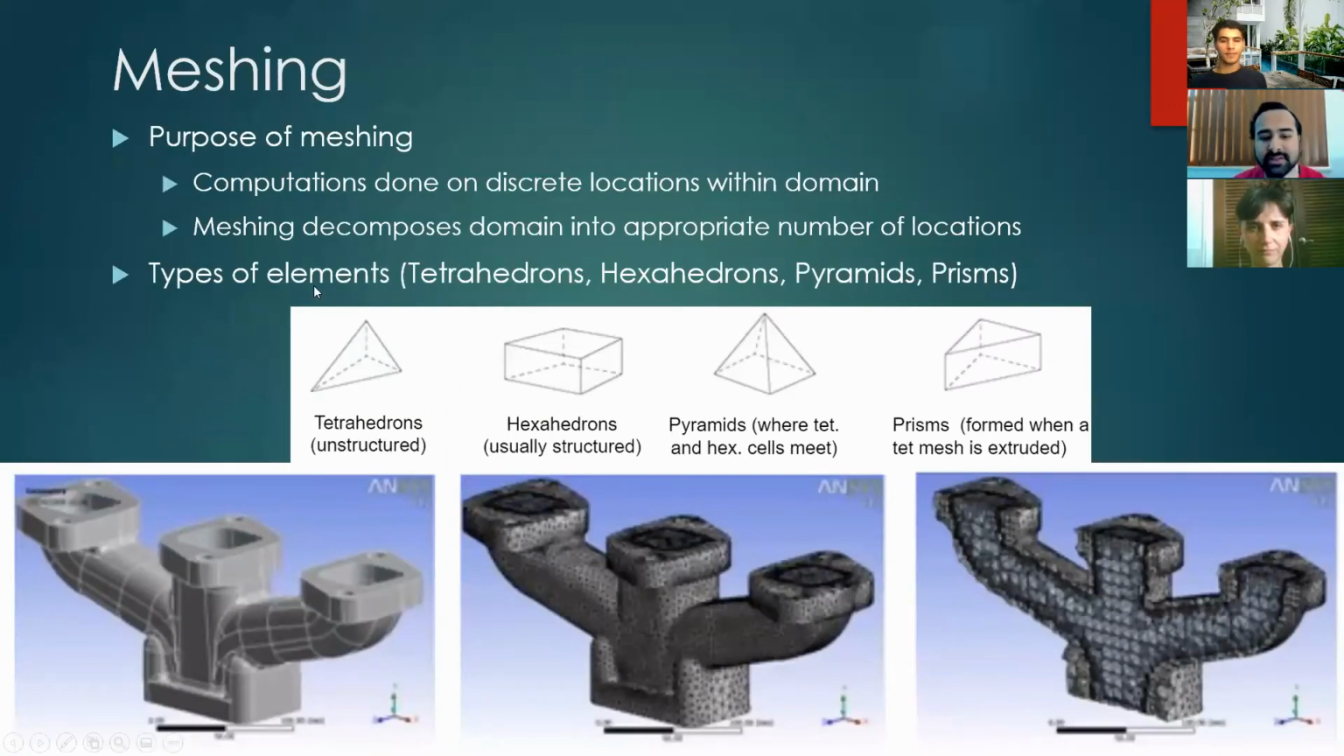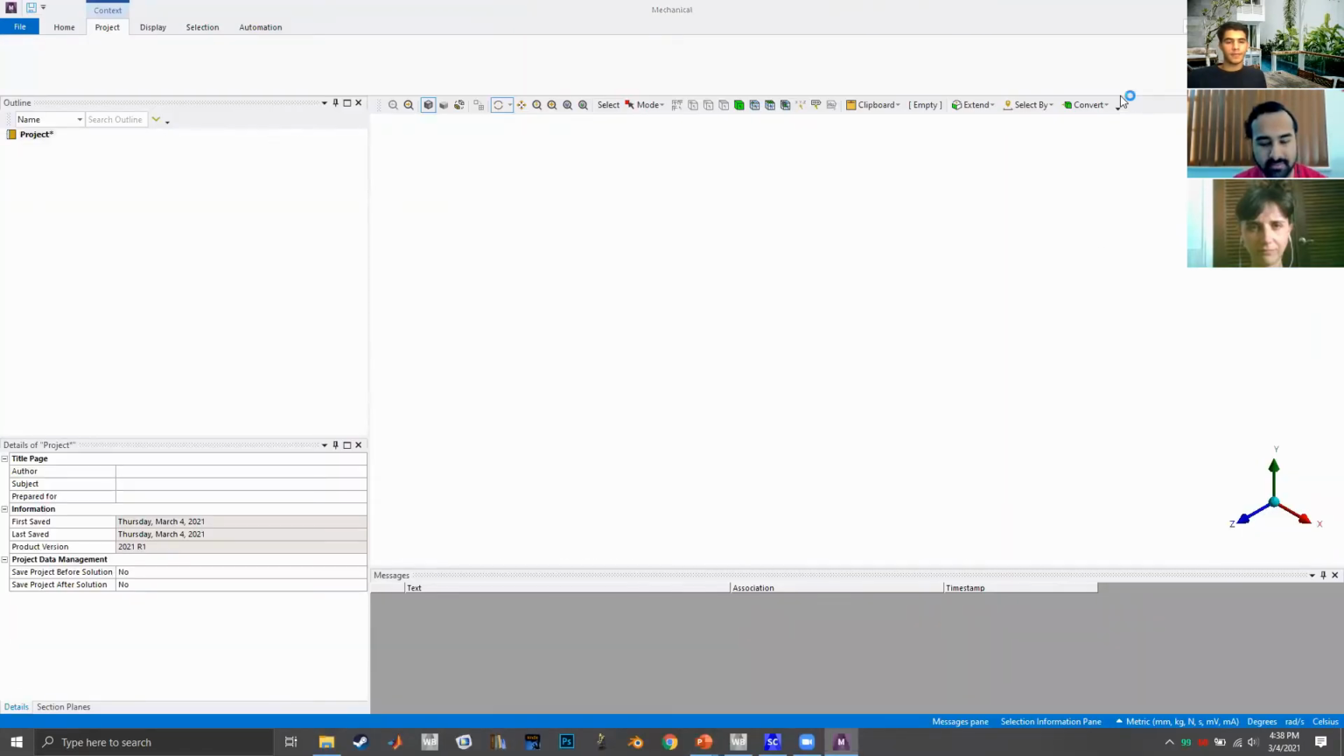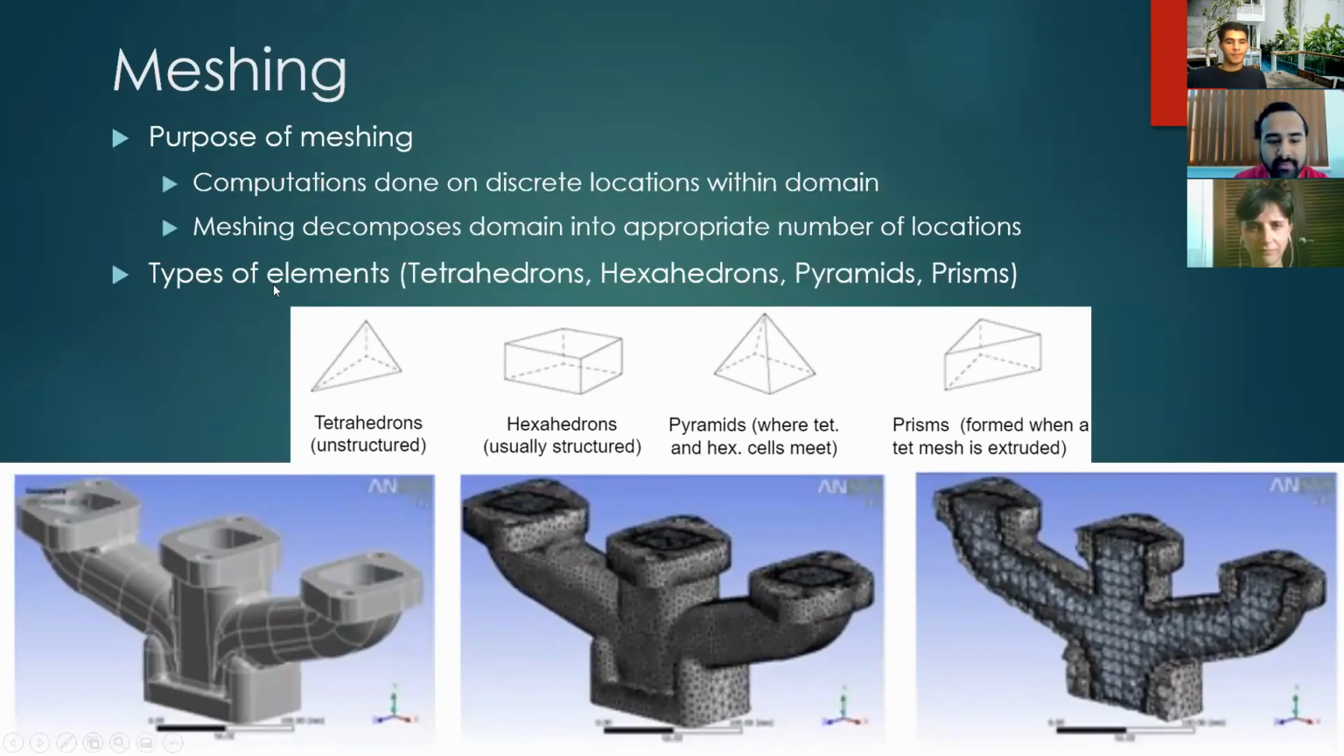What's the purpose of meshing? You want your computations to be done on discrete little locations within your domain, as I discussed earlier. The elements I was talking about, those little triangles or whatever, can be a number of different shapes. The most common are tetrahedrons, because they're unstructured, so they can fill in very complex shapes. But you also have hexahedrons, pyramids, prisms, many different shapes. You have your original geometry, you mesh it, and then you have your mesh geometry.